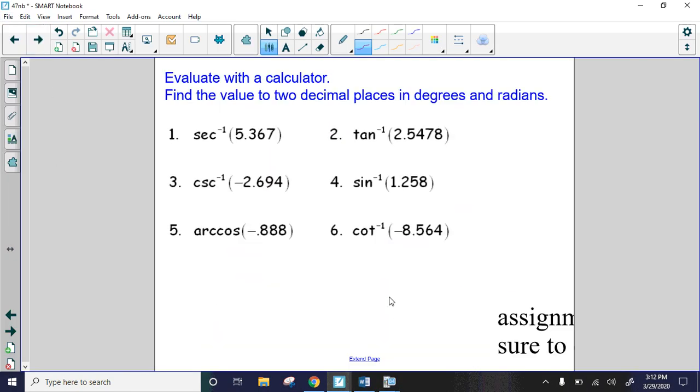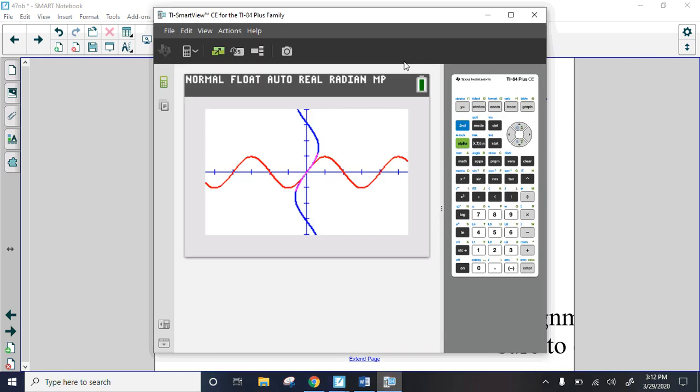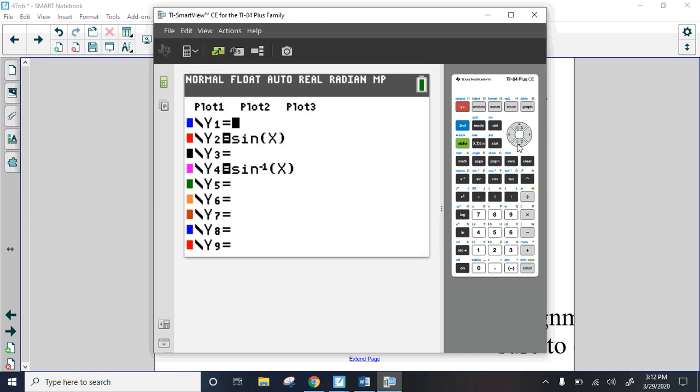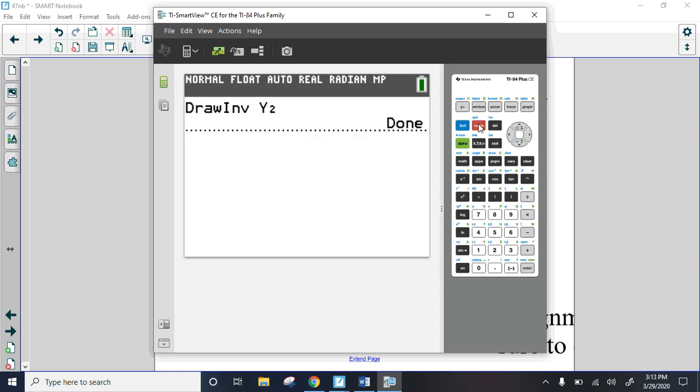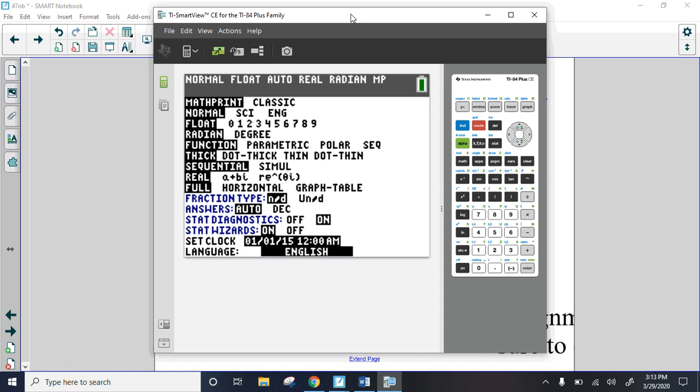Okay, these are the 6 problems that we're going to do. So if you remember when I would do these before, I would kind of take them in categories. And I would do the easy ones, then the hard ones. Right, so we're going to go to our home screen. We're going to make sure we're in radian mode, which we are.